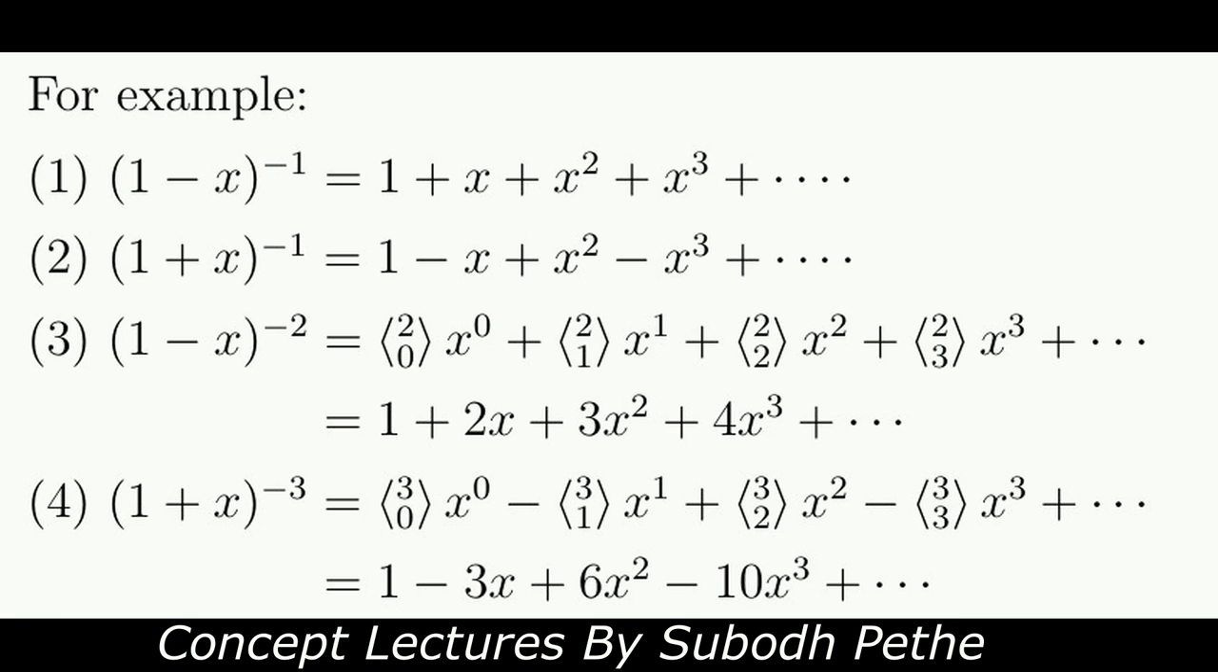(1 plus x) raised to minus 3 will look like 3 elbow 0 x raised to 0 minus 3 elbow 1 x raised to 1 plus 3 elbow 2 x raised to 2 minus 3 elbow 3 x raised to 3 and so on. So the coefficients will look like 1 minus 3x plus 6x square minus 10x cube plus dot dot dot.